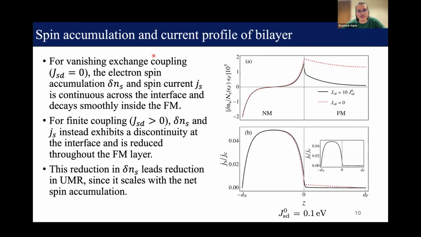So we can plot the spin accumulation and the spin current profile in the bilayer. If we look at the curve, when there is no coupling, we have a continuous spin accumulation throughout the bilayer, and the spin accumulation decays smoothly into the ferromagnet. But when we have coupling, there is a discontinuity at the interface, and the spin accumulation also decreases rapidly. Now our UMR is directly proportional to spin accumulation, and because of the coupling, spin accumulation is reducing. That means UMR will also reduce. So we can conclude that magnons play a passive role in the UMR contribution. That means if there are magnons, we have less UMR.